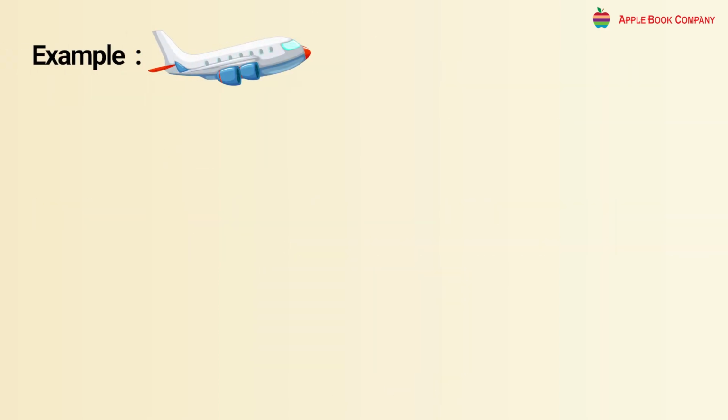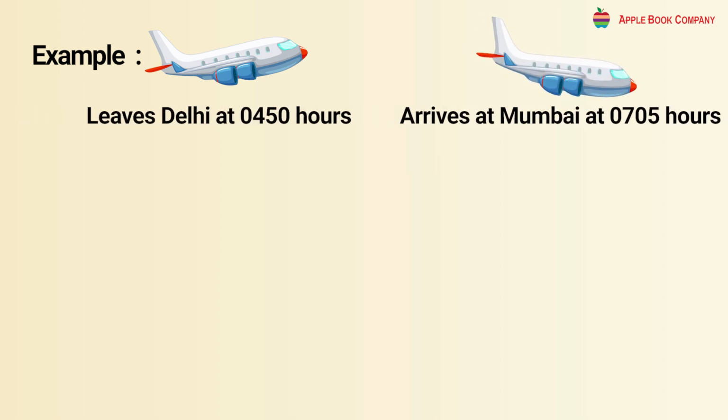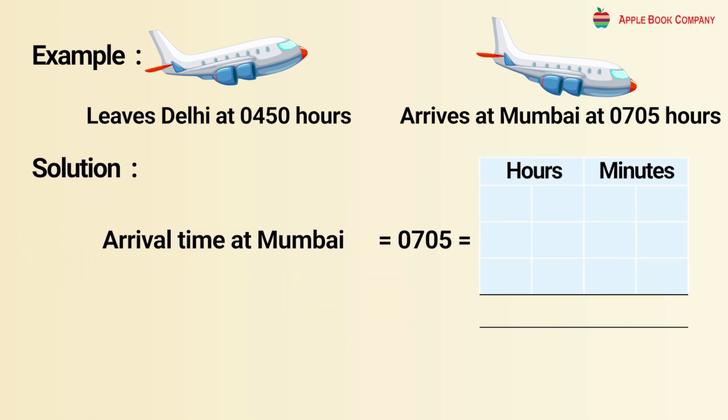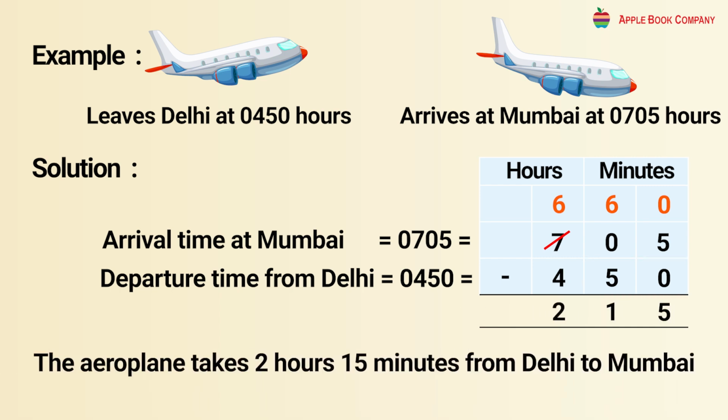Example: an aeroplane leaves Delhi at 0450 hours. It arrives at Mumbai at 0705 hours. How long does it take from Delhi to Mumbai? Solution: arrival time at Mumbai, 0705, equals 7 hours 5 minutes. Departure time from Delhi, 0450, equals 4 hours 50 minutes. Borrow 1 hour, which equals 60 minutes. 60 plus 5 minus 50 equals 15 minutes. The aeroplane takes 2 hours 15 minutes from Delhi to Mumbai.